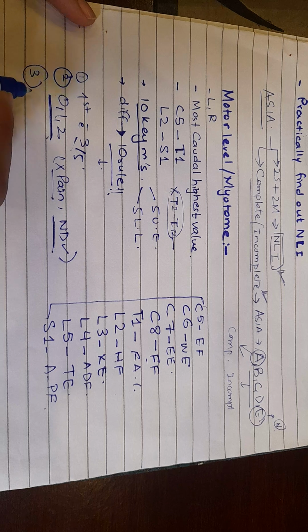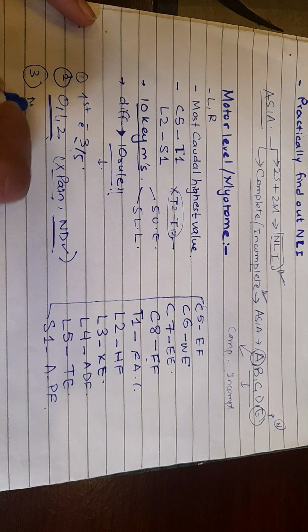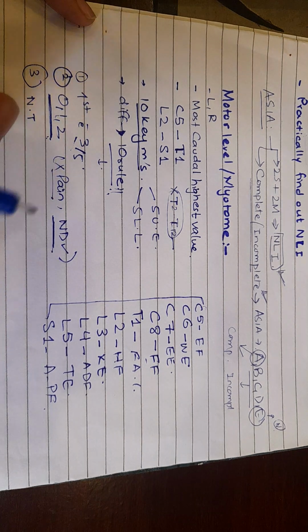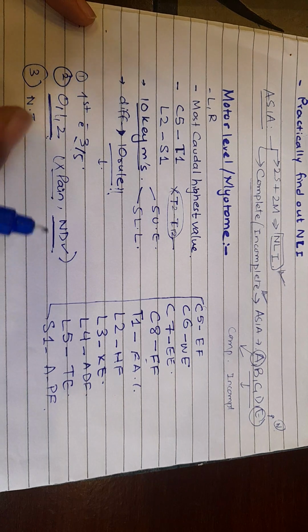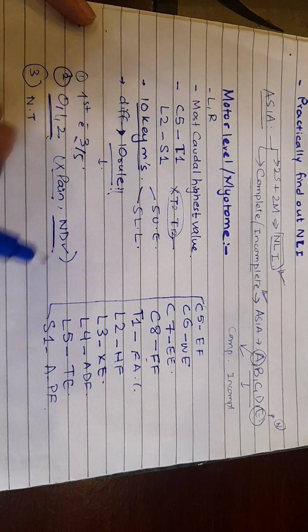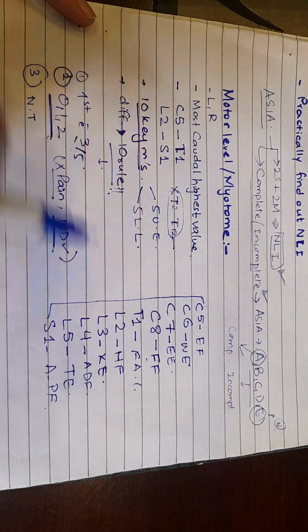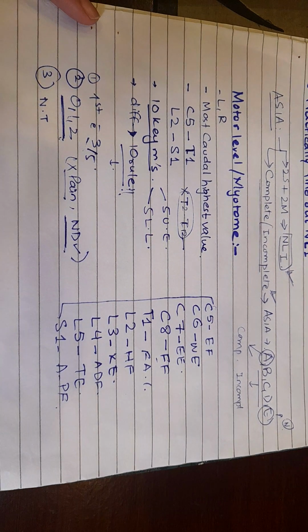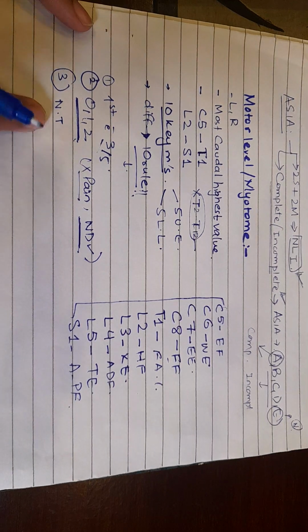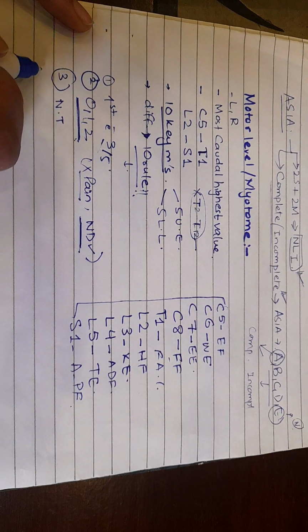The third rule is that we are going to mention not testable if the patient has serious contracture, if he has severe pain or severe spasticity, that it makes it impossible for us to assess the MMT of the patient. So then in that case we are going to label it as not testable.